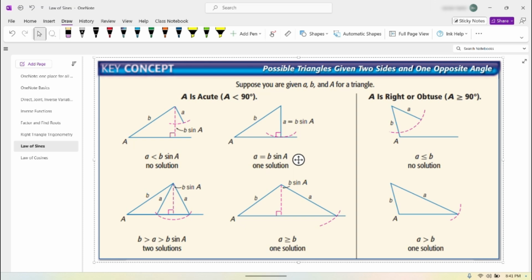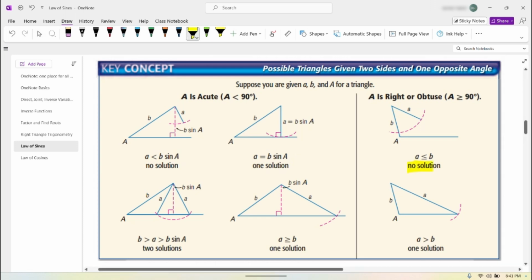But anyway, when we have no solutions, that happens when a is less than b sine A. So if a is less than or equal to b, that's not necessarily no solution right away, because a is less than b here. It's not equal to, but if it's greater than b sine A, then we have two solutions. And if a is equal to b sine A, or a is greater than or equal to b, then we have one solution, such as here.